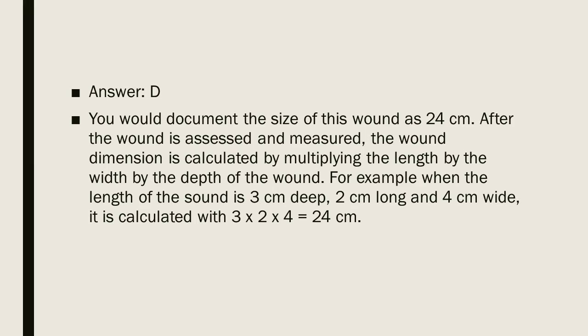Answer, D. You would document the size of this wound as 24 centimeters. After the wound is assessed and measured, the wound dimension is calculated by multiplying the length by the width by the depth of the wound. For example, when the wound is 3 centimeters deep, 2 cm long and 4 cm wide, it is calculated with 3 times 2 times 4 is equal to 24 cm.